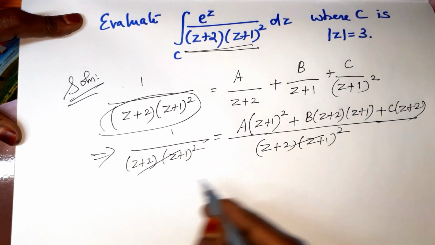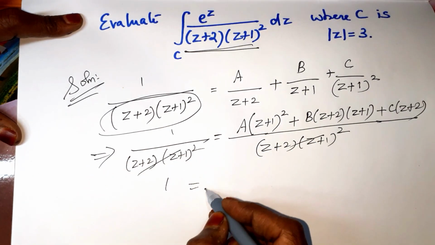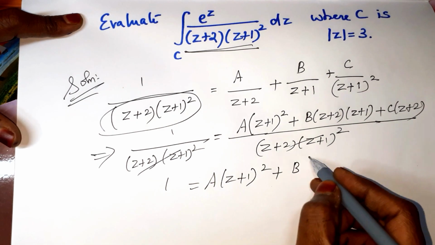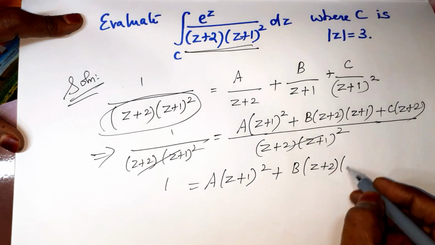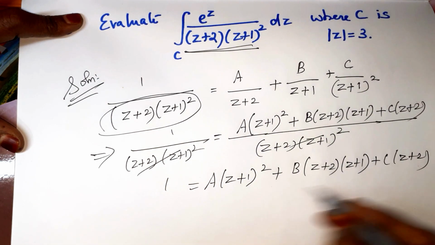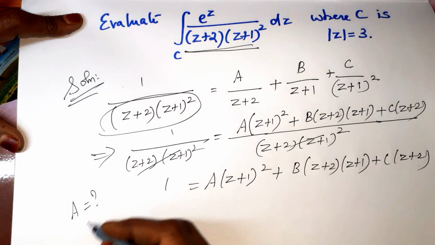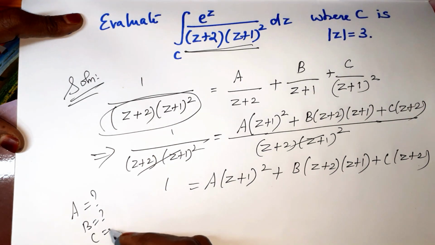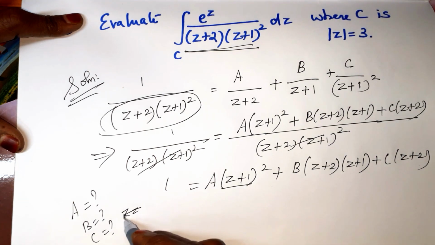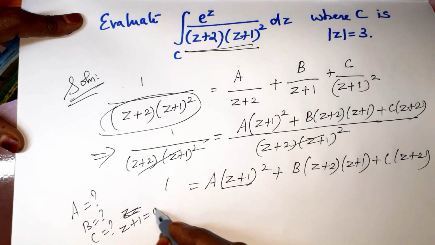After cancelling the denominators, what we are getting is A into z plus 1 the whole square plus B into z plus 2 z plus 1 plus C into z plus 2. How to find A, B and C? We have to substitute values for z. We take z plus 1 equal to 0, which means z equal to minus 1. One value for z we can take is this one.